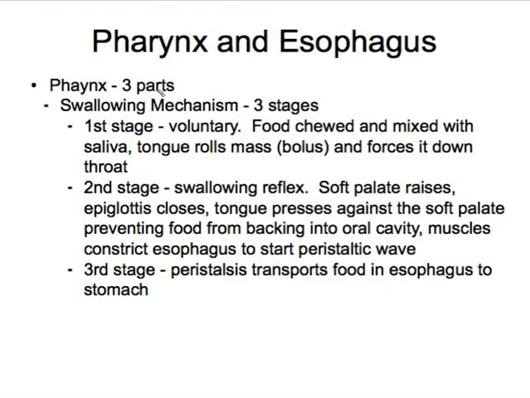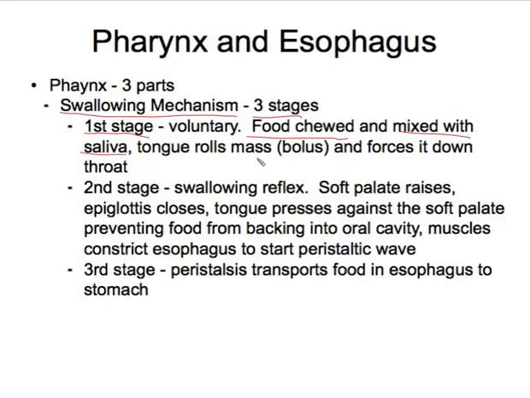So when you swallow, your food goes to the pharynx. To get food to the pharynx, we have 3 parts. The first part we have control over, and then things get out of our control and happen naturally. So this swallowing mechanism you'll need to be able to describe. Okay? So there's 3 parts to this. First part, we have control of this. This is the part where we chew the food, we mix it with saliva. Our tongue rolls it around, and we force it down the throat.